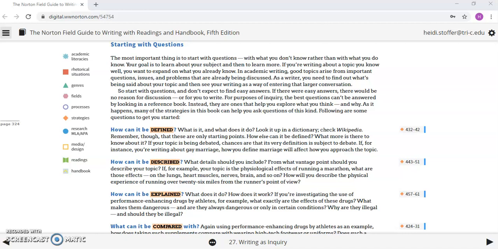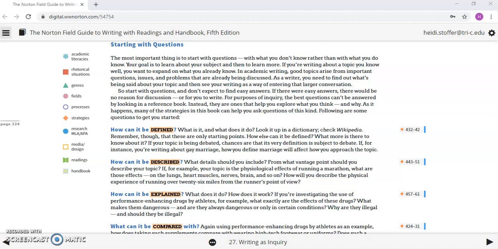So inquiry is useful for all writing, but it might be particularly useful when starting your evaluation essay. To inquire means to investigate and be curious about something. And one of the best ways to do that is by asking questions.